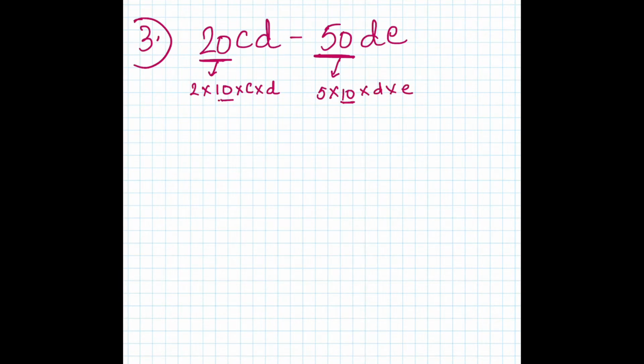So what we do here is we take 10 common, which we know that we have. Then we check the letters. So here in the letters, we can see that we have d common as well, right? So when we have d common, we will write d outside. Whatever is common, we have to put it outside the brackets. Then we put a bracket. We have 2 and c left. So it is 2c minus 5e left, and that is your answer.